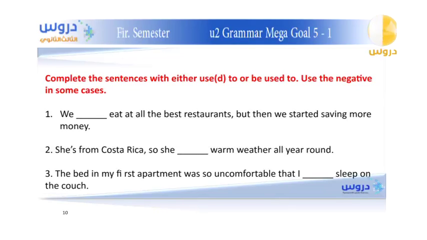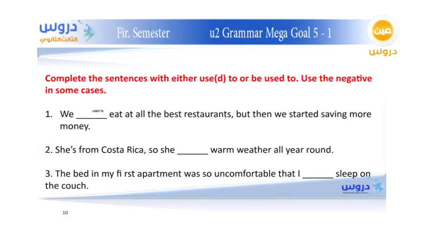So to answer this question, there isn't a verb to be here, so we can only add used to. The sentence becomes: we used to eat at all the best restaurants, but then we started saving more money. Let's go for number 2.